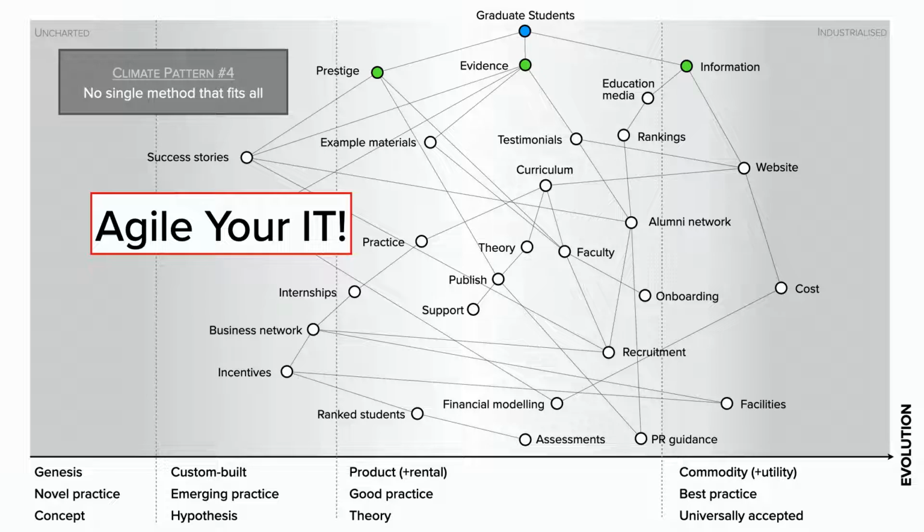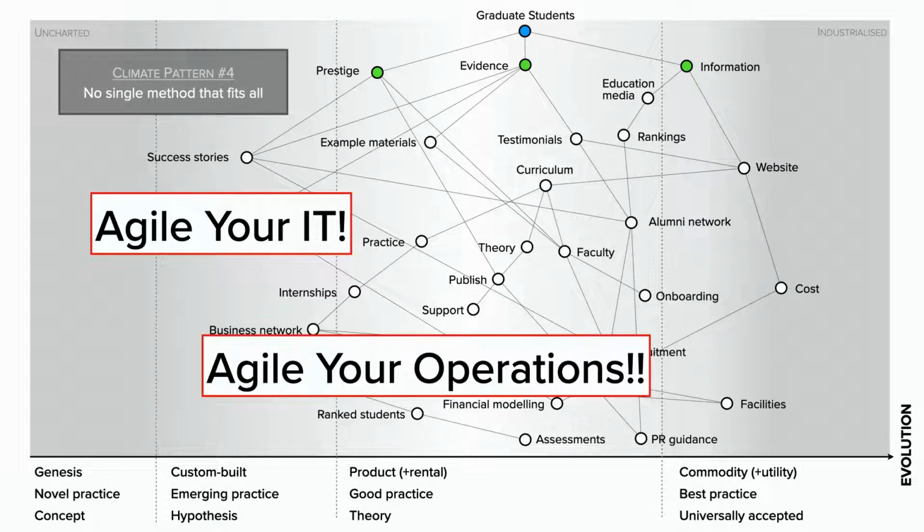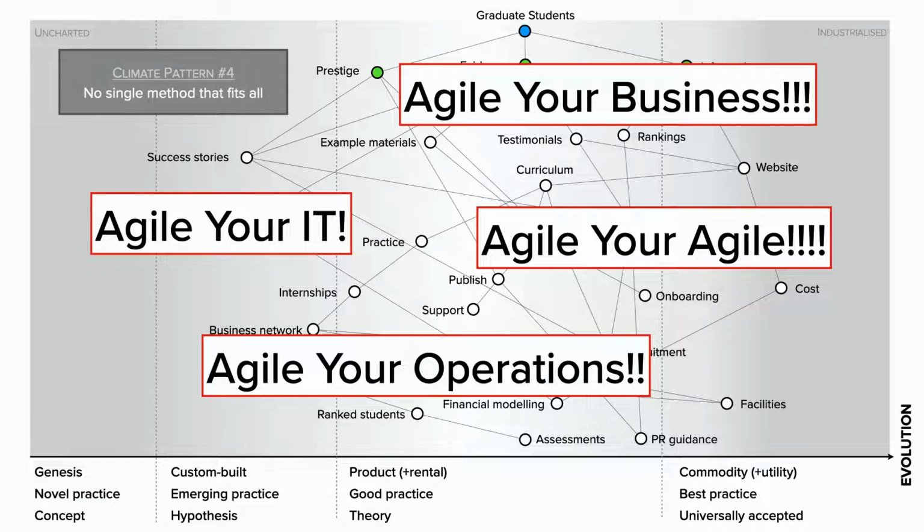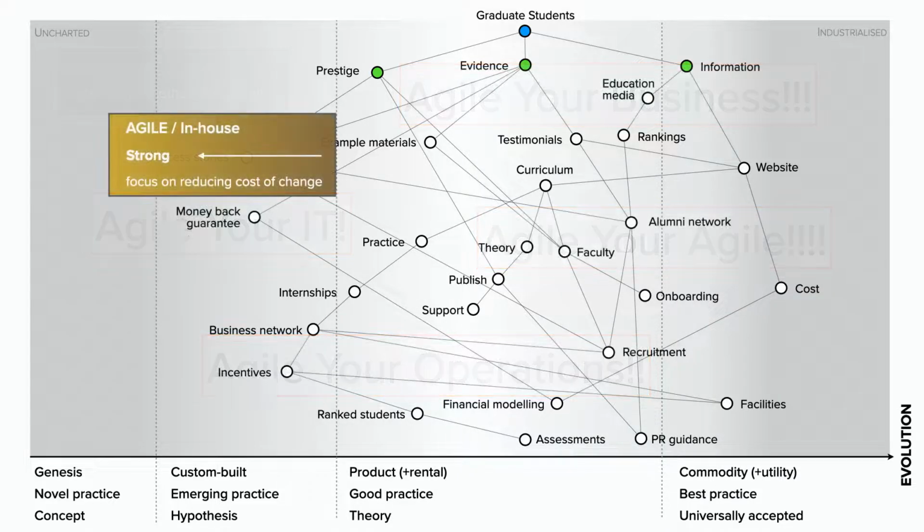You really don't need to agile your IT, agile your operations, agile your business, and agile your agile. That's because agile is a series of methods that's useful in one particular part of the map. On the left-hand side, where there's a lot of uncertainty about components, and they're going to change a lot. Here, agile can be great, as it can help you reduce the cost of change associated with new things by showing you how to develop them in fast, inexpensive iterations.